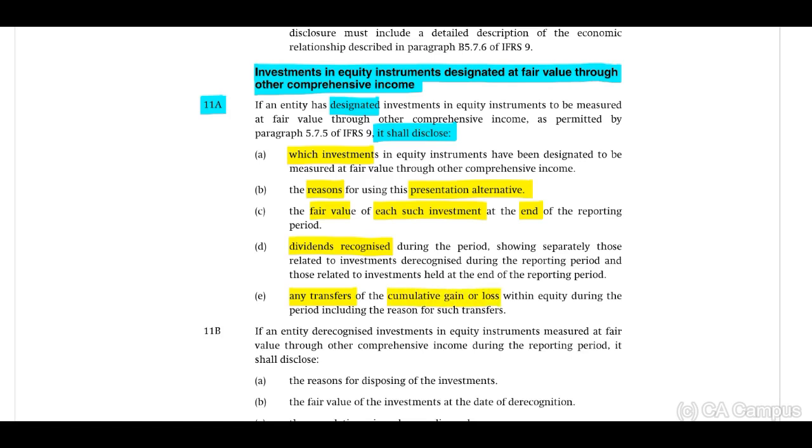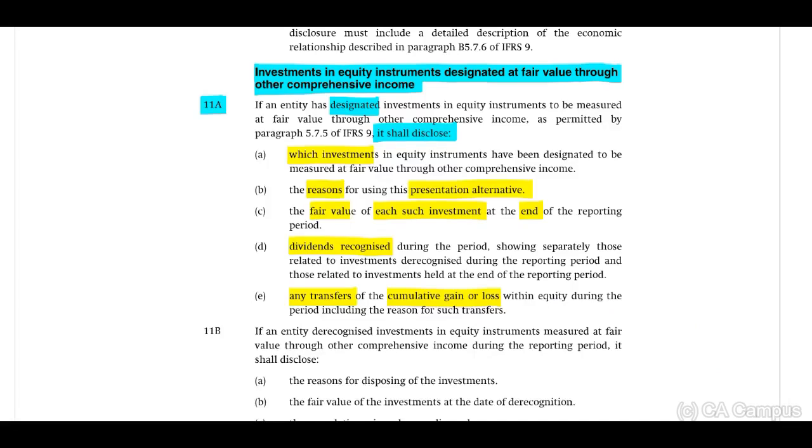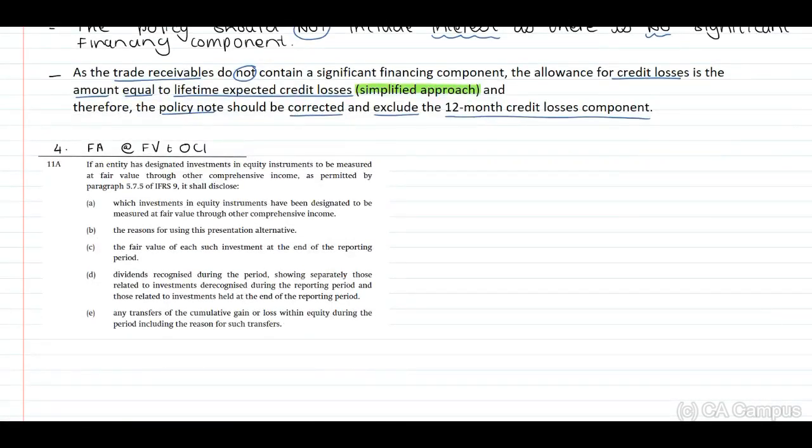So guys, if we look at the information provided, they have not really disclosed any of this. Therefore, this is our discussion points. On the left side, I have included the things that we need to discuss and apply, guys, in terms of the financial asset at fair value through OCI. When we look at A, which investments in equity have been designated to be measured at fair value? Now, when we refer to the scenario, we are able to identify that GreenDoor did not provide us with names in terms of the entities. Yes, they've indicated that there's 2 and that they are listed on the JSE, but we don't have any names.